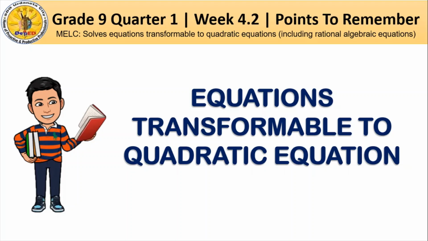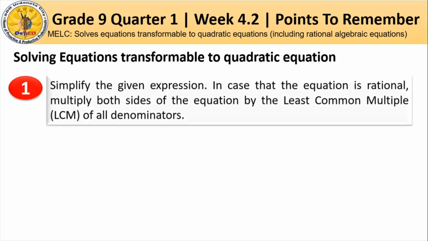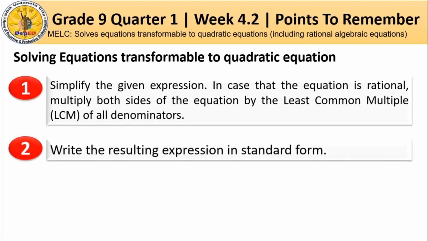In solving equations transformable to quadratic equation, we have to remember the following. First, simplify the given expression. In case that the equation is rational, multiply both sides of the equation by the least common multiple of all denominators. Second, write the resulting expression in standard form: ax squared plus bx plus c is equal to 0.